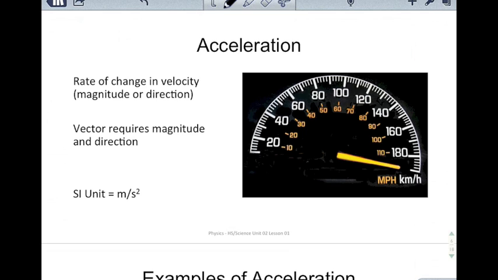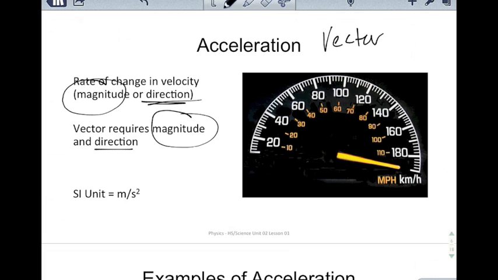Acceleration. In the lab, we started to look at how velocity changes. The term acceleration refers to the rate of change in velocity. There are two ways that you can change velocity. Because velocity is a vector, you can either change its magnitude or you can change its direction. Those are the two distinct ways that you can change velocity. Since a change in velocity is acceleration, acceleration has to be a vector as well. Because of that, acceleration requires both a magnitude and a direction.